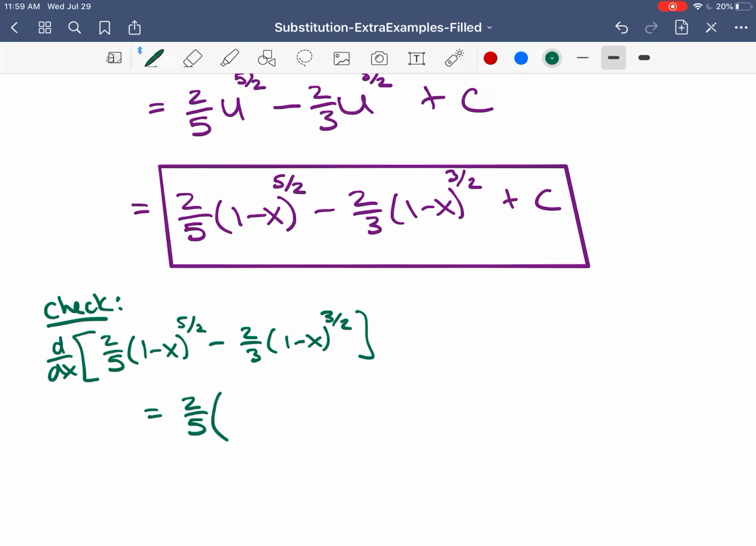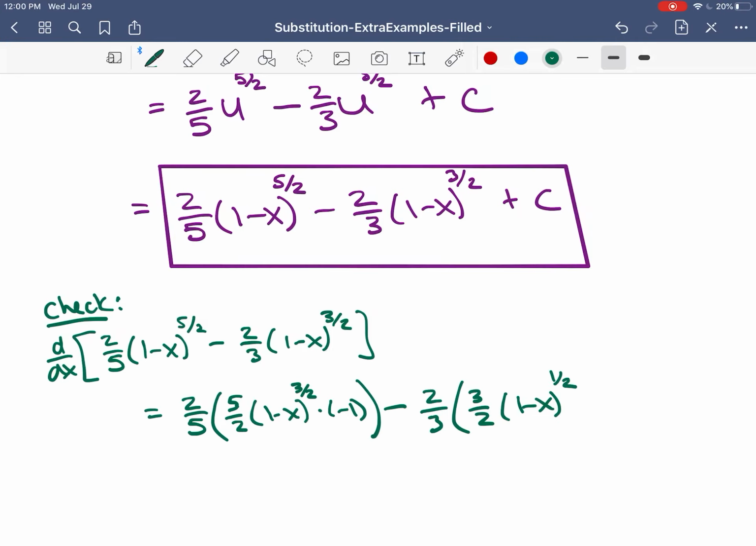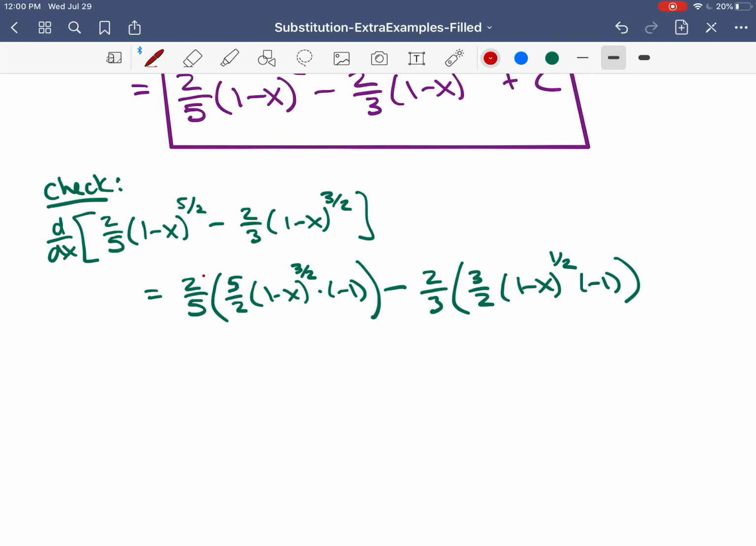So this is 2/5 times, so I bring the 5 over 2 down, and then I have 1 minus x to the 3 over 2, and then I have to times by the derivative of the inside, which is minus 1. And then I have minus 2/3 times, bring the 3 over 2 down, and I have 1 minus x to the 1 over 2, and again times the derivative of the inside, which is minus 1. Okay, so the 2's and the 5's, those cancel out. Same here, those cancel out. So I just get negative 1 minus x to the 3 over 2. And here I'm going to have plus 1 minus x to the 1 over 2.